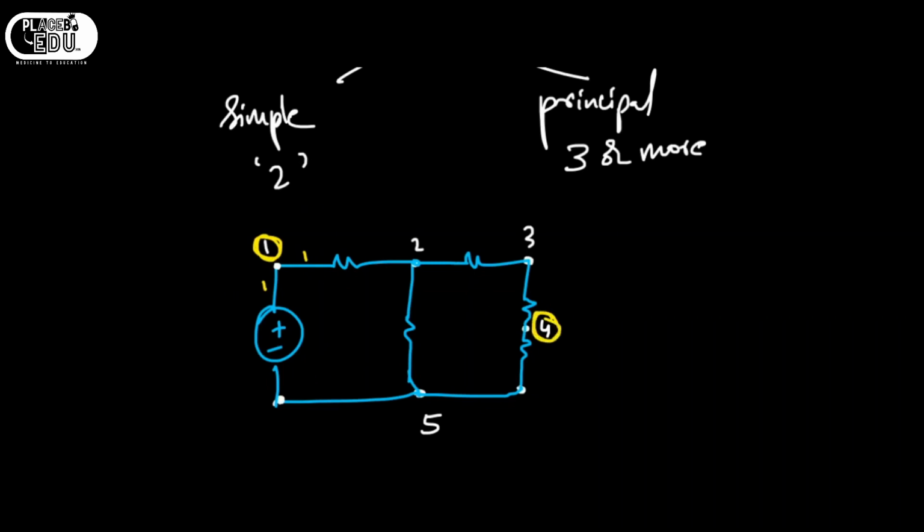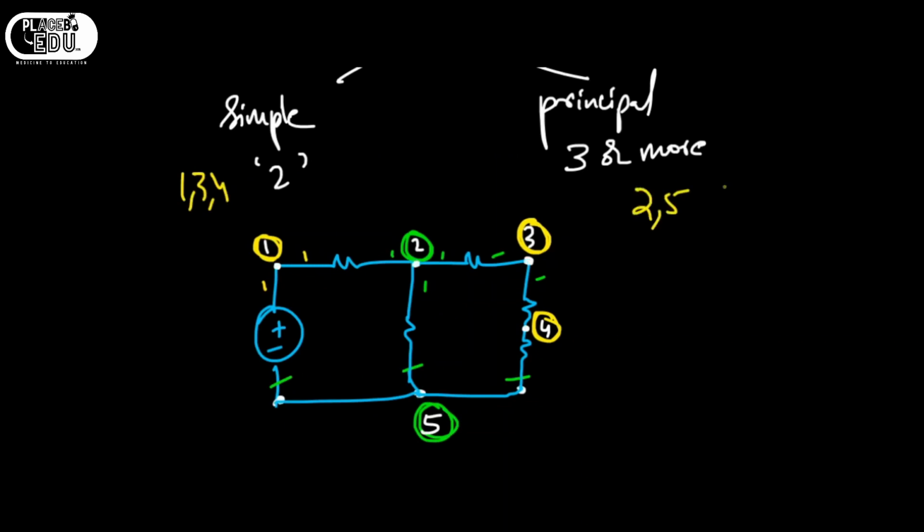What are the principal nodes? Wherever 3 or more branches are connected. So this one, this one, this one, 3 branches, so number 2 is a principal node. And here I forgot to tell you that this one and this one only 2 branches are connected, so 3 is a simple node, 4 is a simple node, whereas 5 is the principal node, since this one, this one, this one, 3 branches are connected. Therefore here simple nodes are 1, 3, 4 and principal nodes are 2, 5.